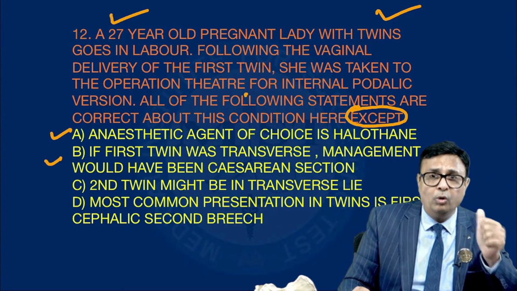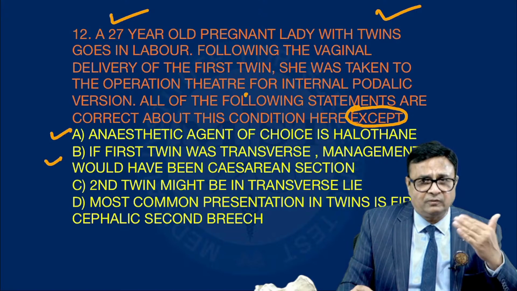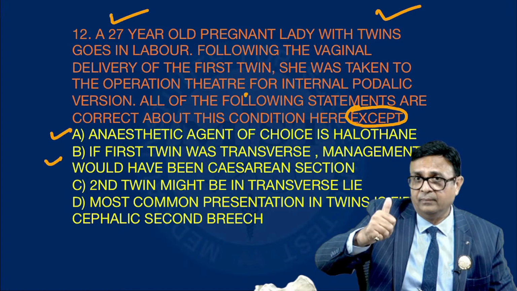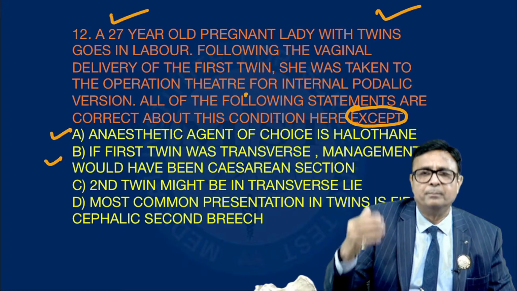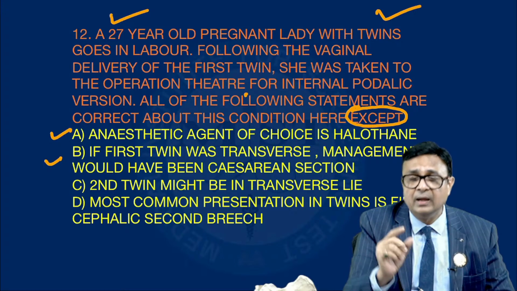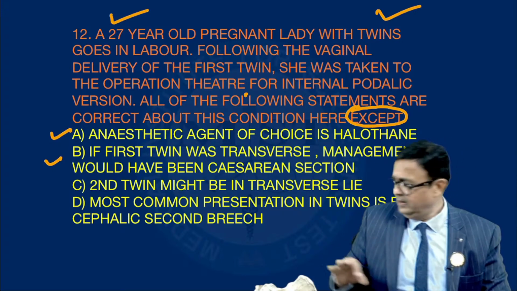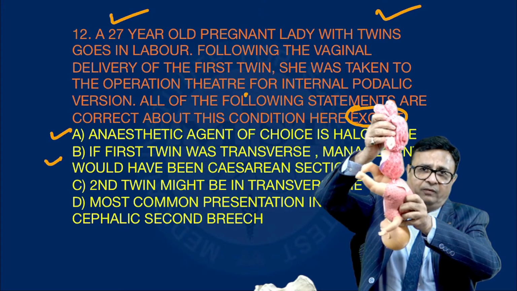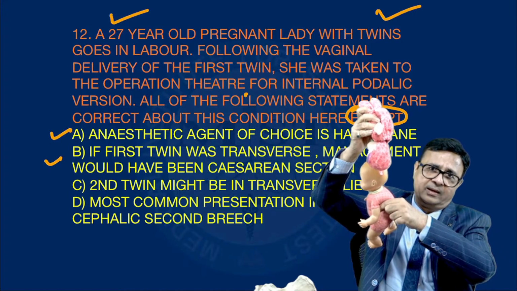What is the rule to manage twin pregnancy? If the first fetus is non-cephalic, the only management is cesarean section. I repeat, beta: if the first fetus is breech or transverse, which is very rare, management is cesarean section. We can try vaginal delivery in twin pregnancy only if the first fetus is cephalic.